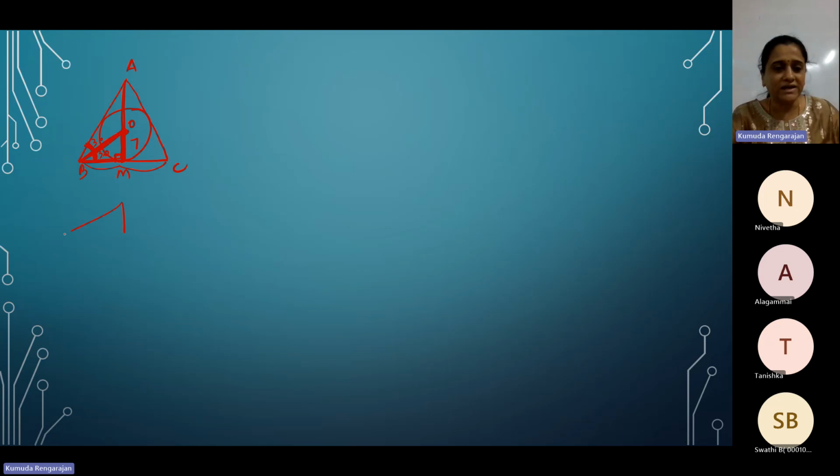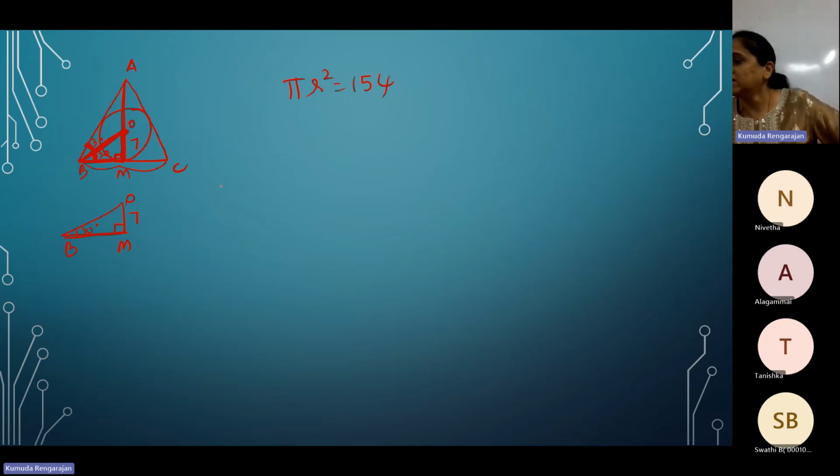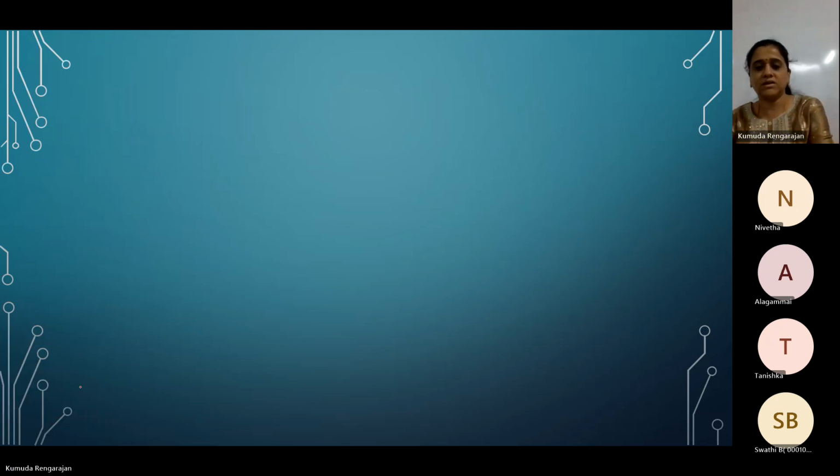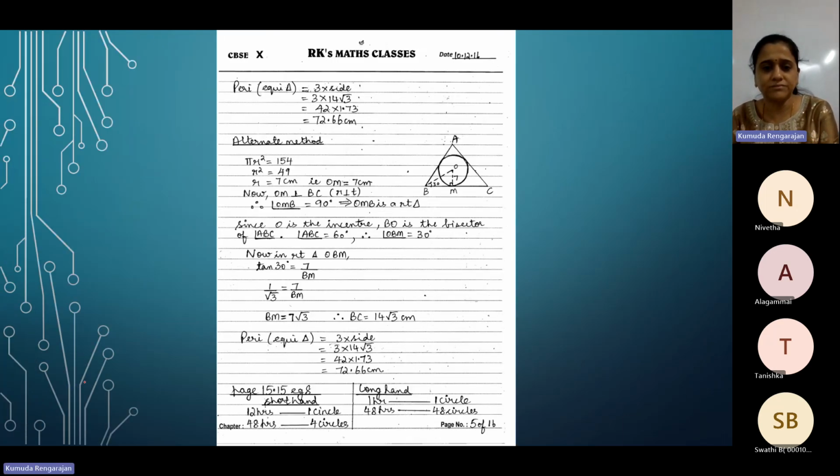So now we have a right triangle OMB. This is 90. We found OM is 7, because pi r square is equal to 154. Now this angle is 30 degrees. Use trigonometry and find BM. Double BM to get BC. So that's the side of the equilateral triangle, and then find the perimeter. All right, that's what is here. Please work this alternate method.